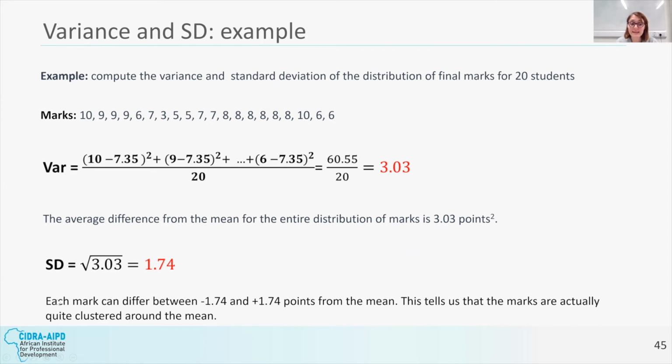What does it mean? It means that each mark can differ between minus 1.74 and plus 1.74 from the mean. This is actually giving us a very good information, which is that the scores in the sample are not too far from the mean, are not too spread. So the variability of the sample is not too high.